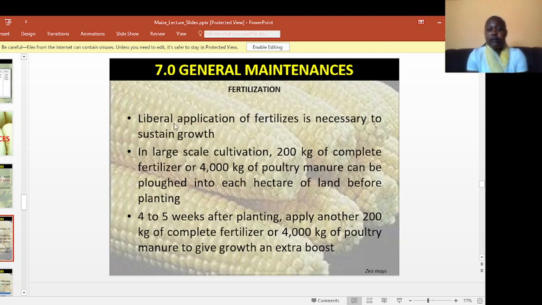Fertilization. Liberal application of fertilizer is necessary to sustain growth. In large-scale cultivation, 200 kilograms of complete fertilizer or 4,000 kilograms of poultry manure can be plowed into each hectare of land before planting. We say 4 to 5 weeks after planting, apply another 200 kilograms of complete fertilizer or 4,000 kilograms of poultry manure to give growth an extra boost.